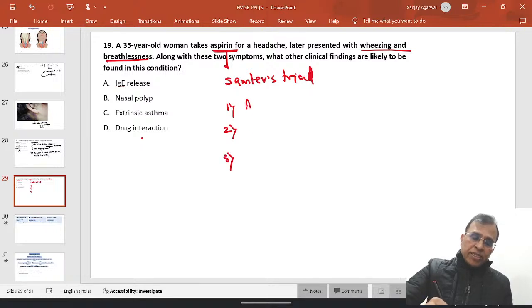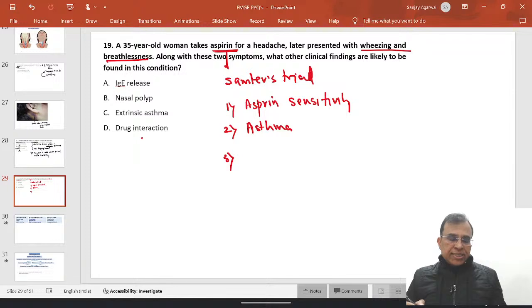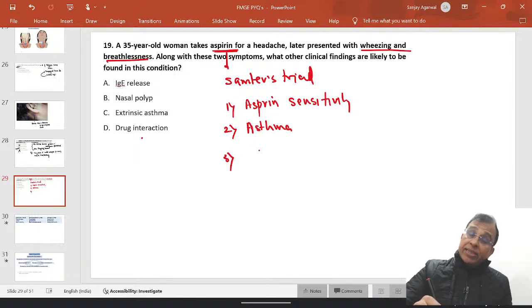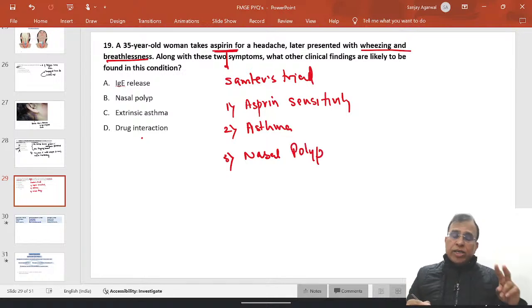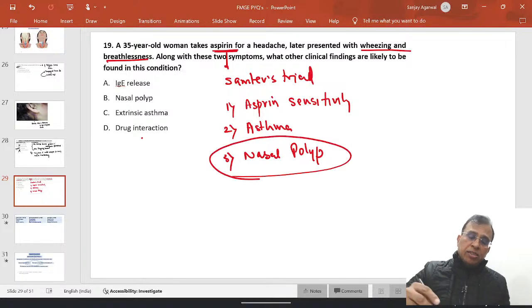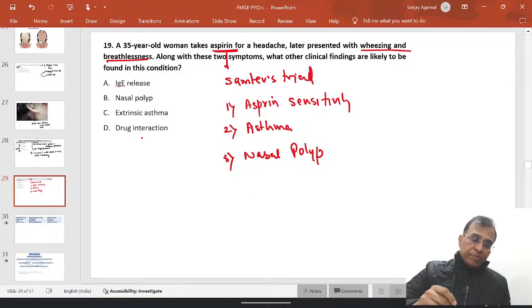One will be aspirin sensitivity, which is given in the question. Second is asthma. That's why the patient is having wheezing and bronchitis kind of a thing, breathlessness. And the third is nasal polyps. So two are given. The patient is aspirin sensitive and is having asthma-like symptoms. So nasal polyp is the third. So which is a likely clinical presentation?